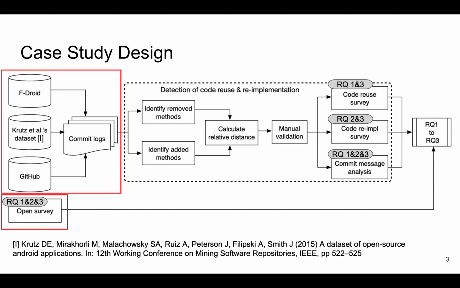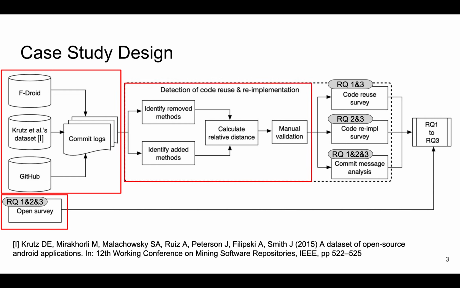Second, we also propose an approach to collect real-world cases from the version control systems of open source projects from GitHub, FJORD, and existing work. The approach is based on an assumption that if a pair of removed and added method invocations is located close to each other, then they are more likely to be library reuse or reimplementation. So that's why we introduce the concept of relative distance to filter unrelated commits.